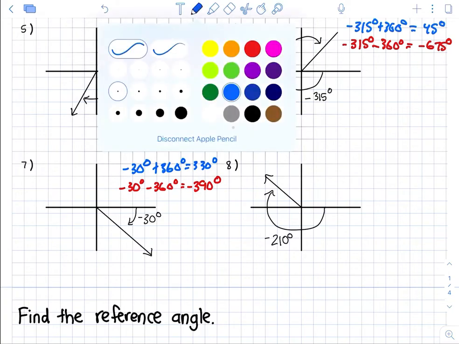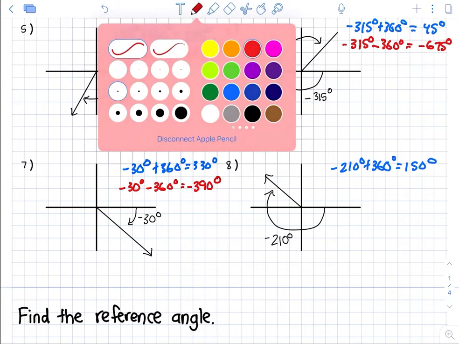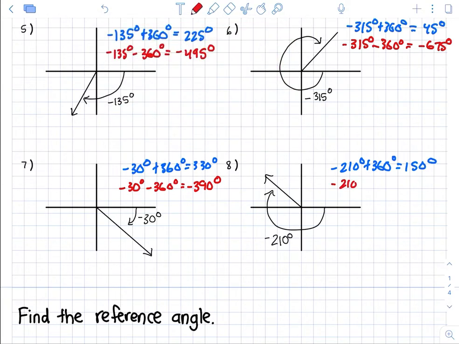And then last one, number 8, negative 210 degrees. To get a positive one, let's add 360 to get another coterminal angle, and that's going to be 150 degrees. And let's get a negative one, so negative 210 degrees minus 360 degrees to get negative 570 degrees.